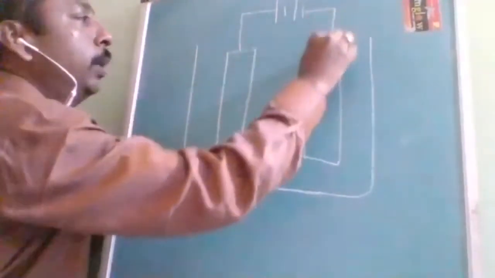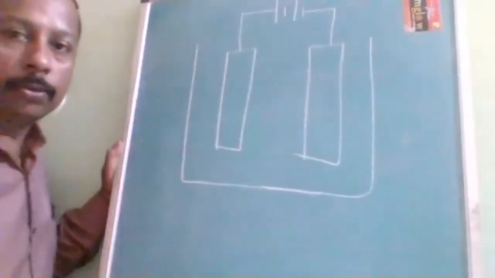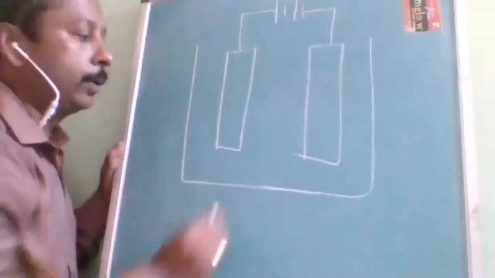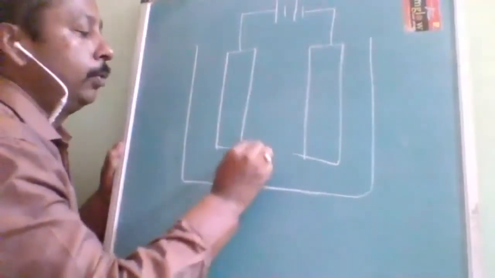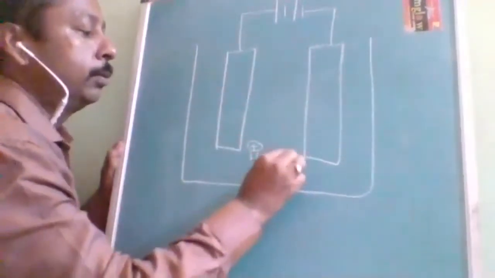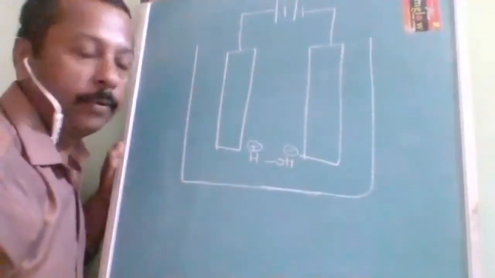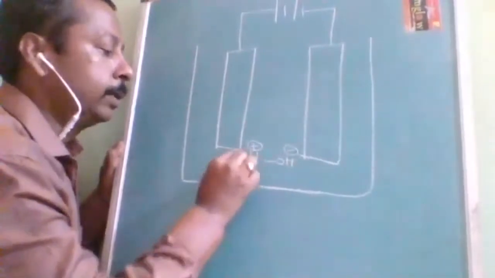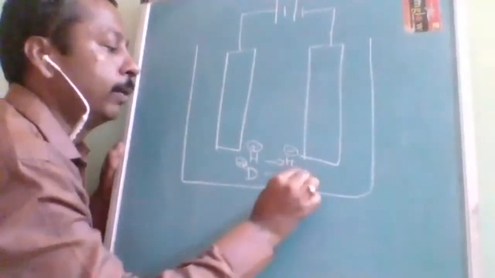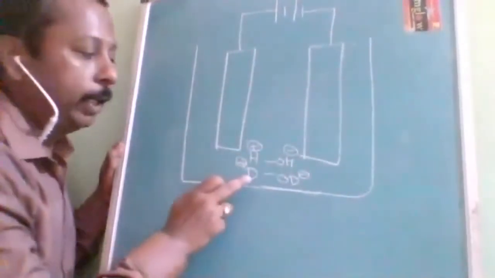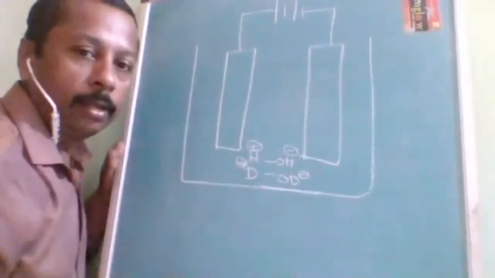Two containers and two electrodes, that is an electrochemical cell. Now I told you there will be H plus and OH minus from the water. Same way, D plus and OD minus. This is from the heavy water, this is from the normal water.